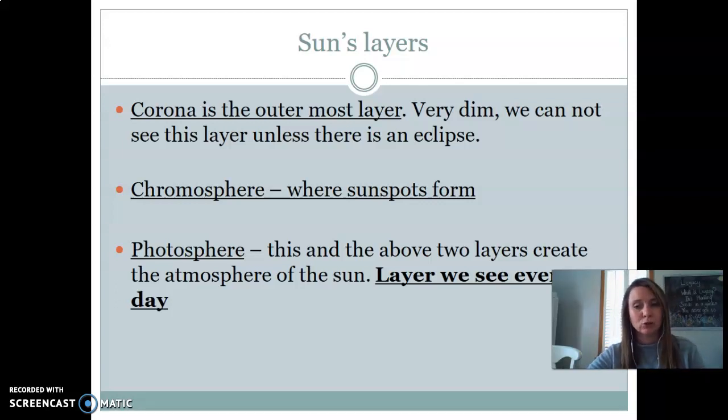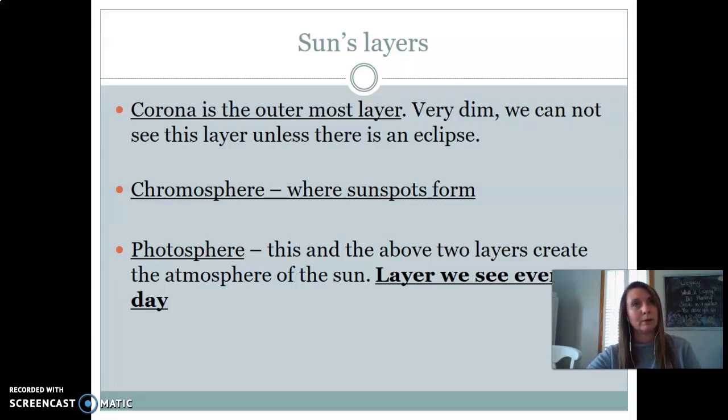Currently in 2020, we are going through a solar minimum, meaning that the Sun isn't extremely active. It still has a lot of energy and everything, so I don't want you to think that way. It just is not as violent as it could be, which is an okay thing. So normally when that happens in the chromosphere, we do not see as many sunspots.